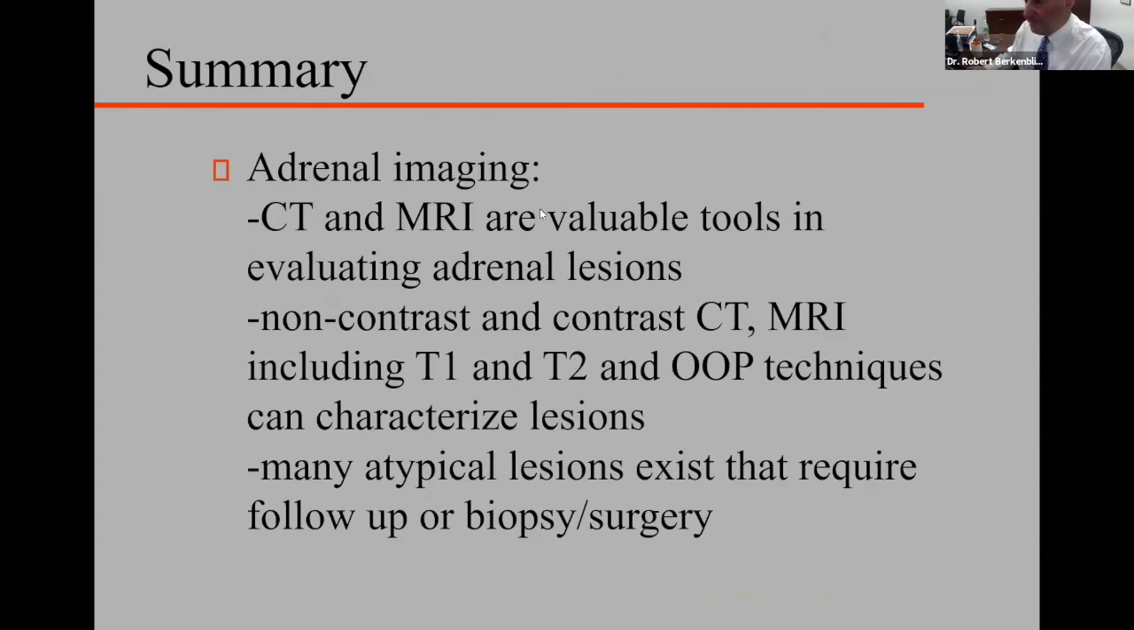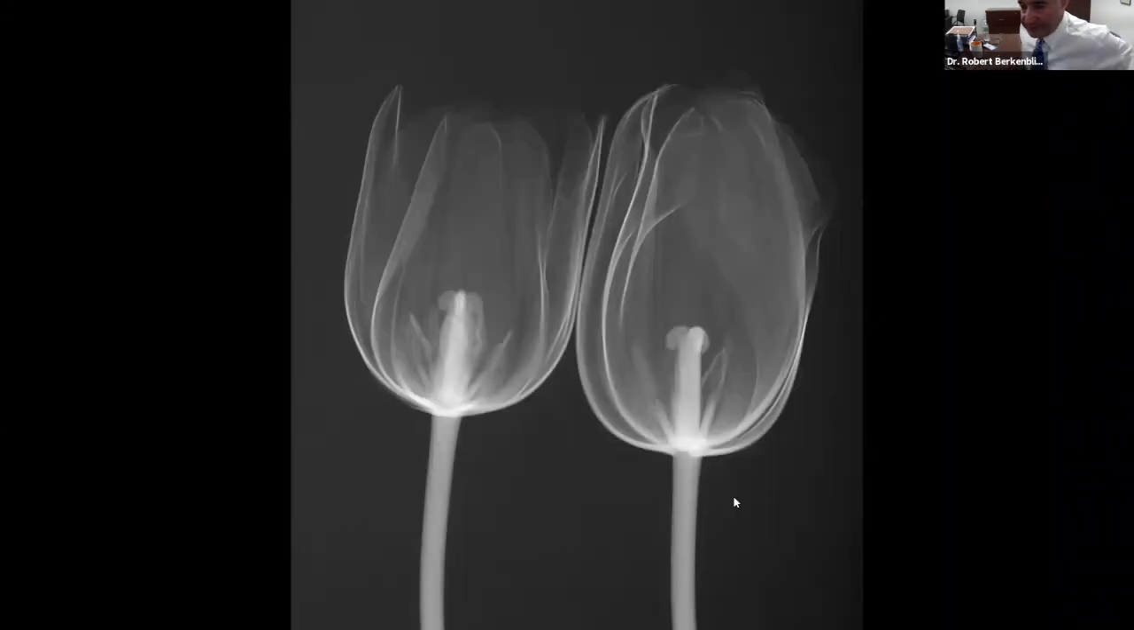So in summary, CT and MR are valuable tools in evaluating adrenal lesions. Non-contrast and contrast CT and MRI, including T1 and T2, and in-phase and opposed-phase techniques can characterize lesions. Many atypical lesions exist that require follow-up or biopsy or surgery. Thank you.